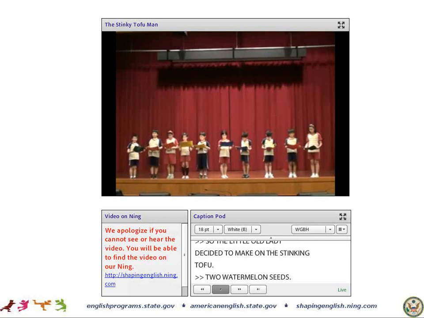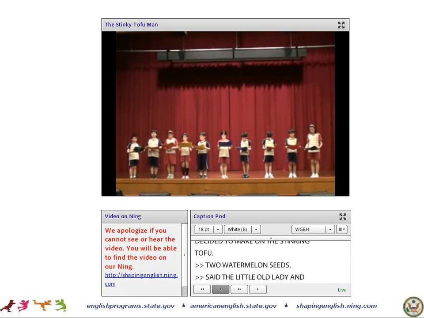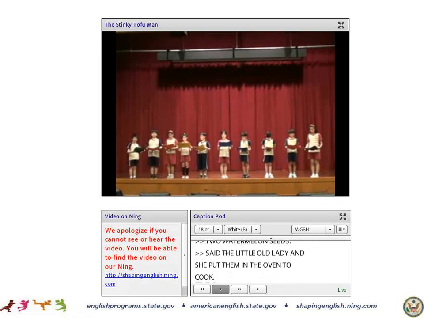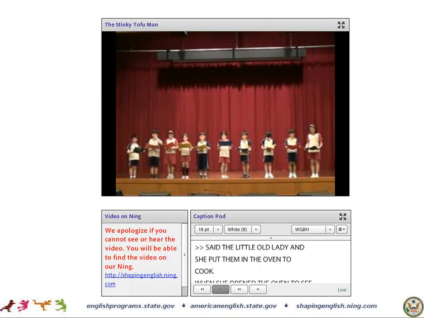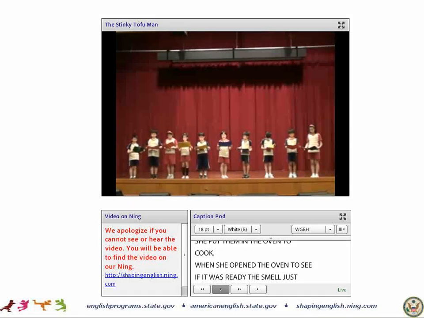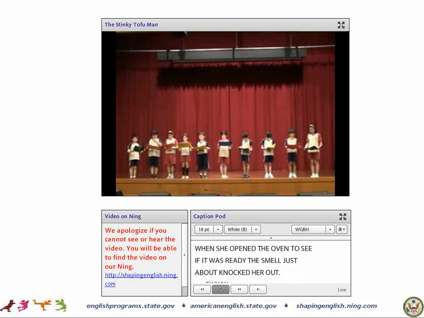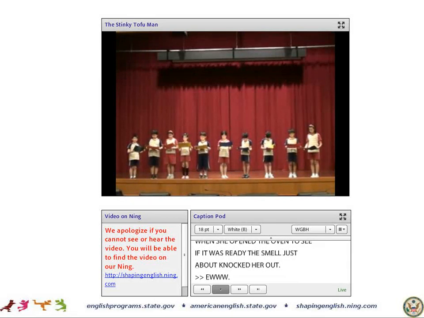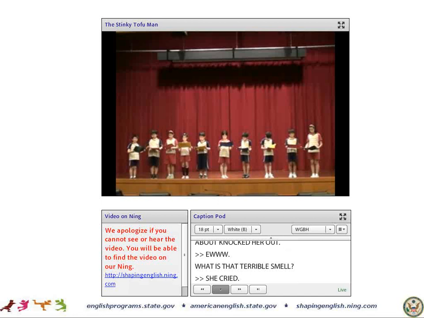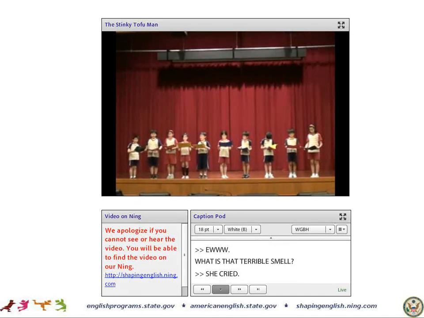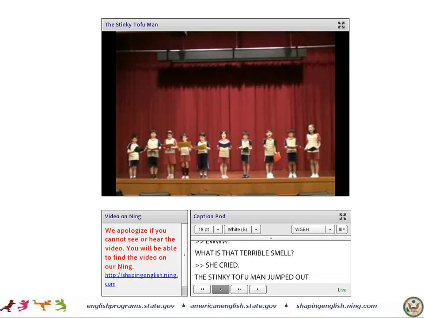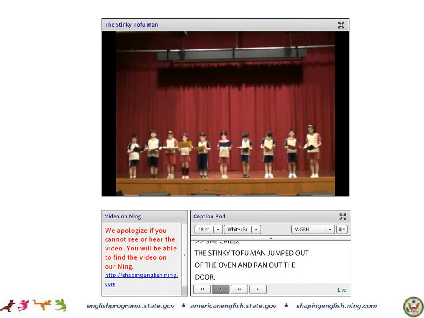When she opened the oven to see if he was ready, the smell just about knocked her out. "Ew! What is that terrible smell?" she cried. The stinky tofu man jumped out of the oven and ran out of the door, calling, "Run, run, run, as fast as you can! You can't catch me! I am the stinky tofu man!"